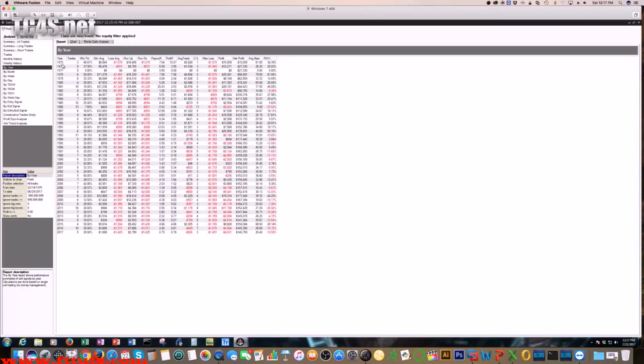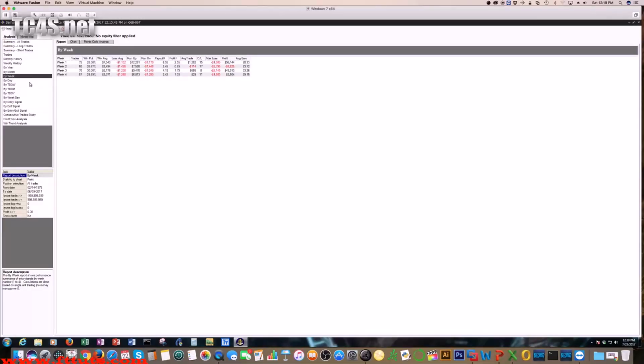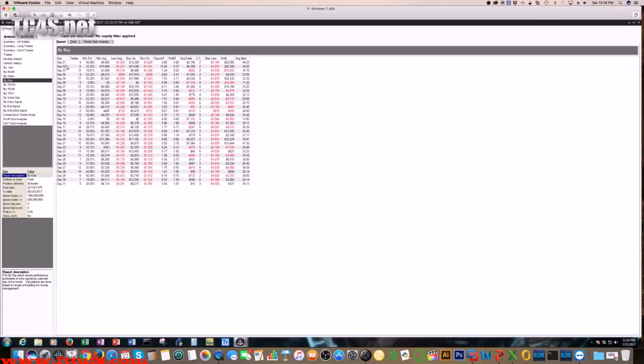So going back in the British pound to 1975, I can see where the returns are. I can see that the first year it only had 3 trades and they were all winners. I can see it by month, which is also really nice, by week, by day. So trading day 1, 2, 3, 4, 5, 6, 7, 8, 9, 10, all the way to 31.